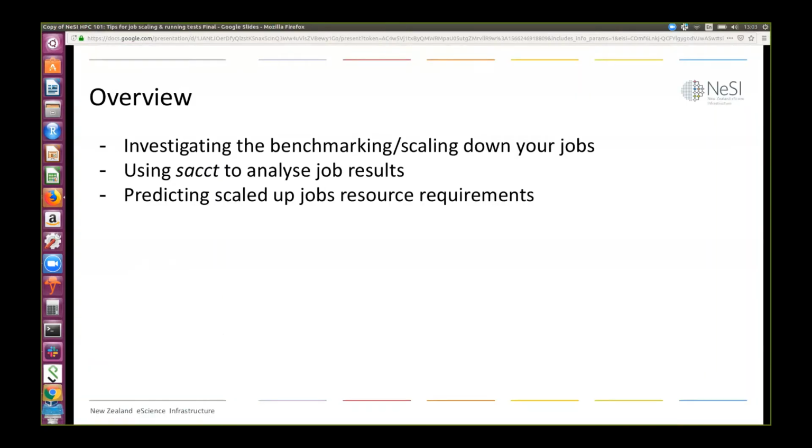In this webinar, we're trying to cover 3 main areas. The first is to investigate benchmarking or scaling down your jobs and how to scale up your jobs. The second part is looking at using the sacct command to analyze your job results. And the third thing is using the results from that sacct command for predicting or scaling up your job's resource requirements.